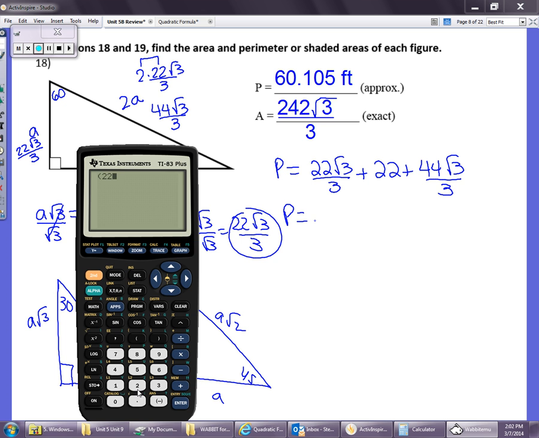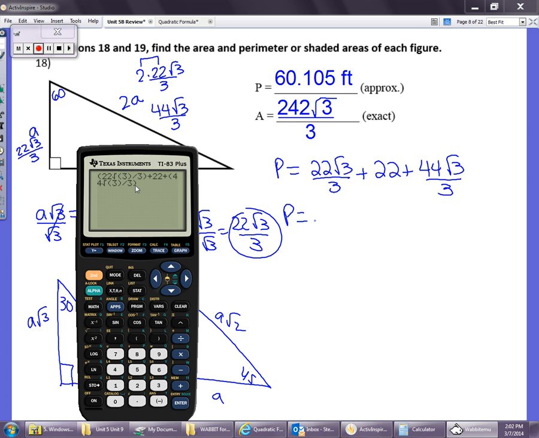So I do 22 radical 3, close parentheses over 3, close that set. That only takes care of the first. Then I do plus 22, plus parentheses again, 44, radical 3, close that parenthesis, divided by 3, close that. So you'll notice I have a parenthesis here, and I have a parenthesis there.